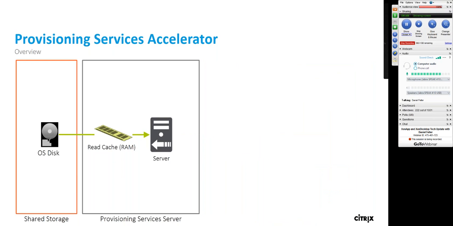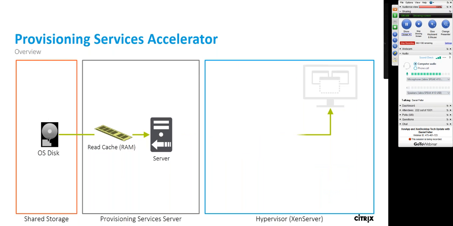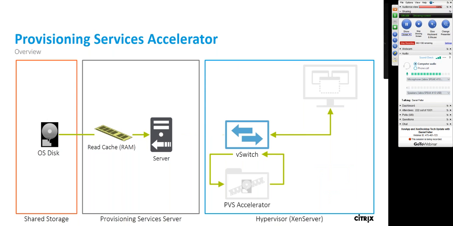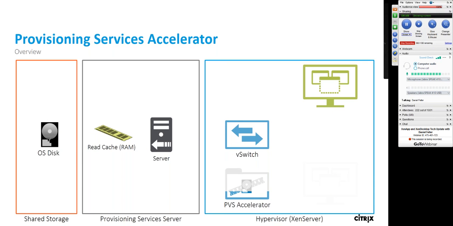Now there's this thing called PVS Accelerator that's built into XenServer in the DOM0. How this works is that a VM boots, goes through the virtual switch, and the request goes down through the PVS Accelerator cache, which is just disk and RAM within DOM0. If the information it needs is not there, the virtual switch sends it out to PVS, and PVS sends that information back to the VM so the VM can boot. While that information is going to the VM, the virtual switch also sends that stream down to the PVS Accelerator to cache it locally.